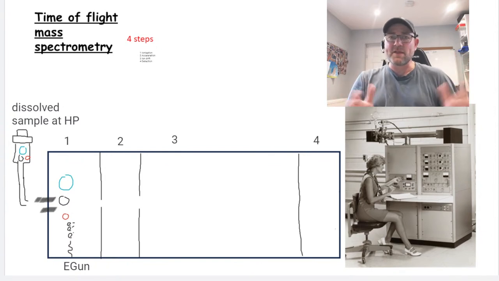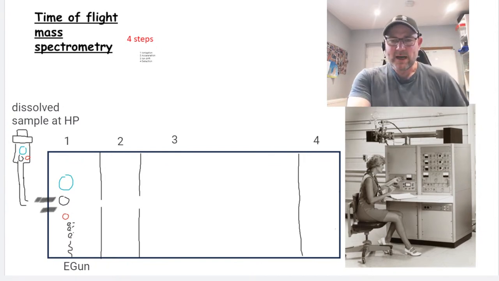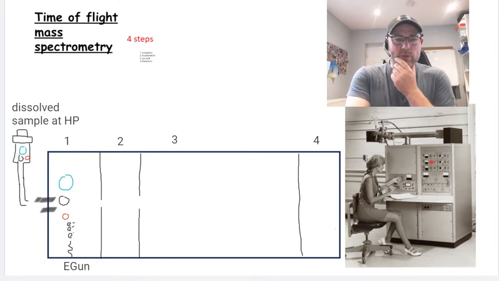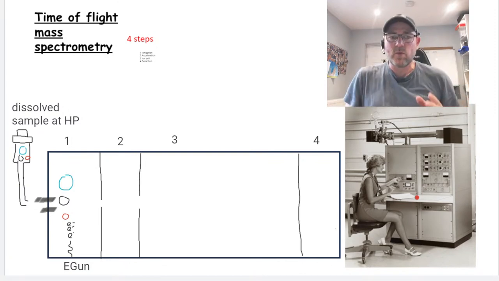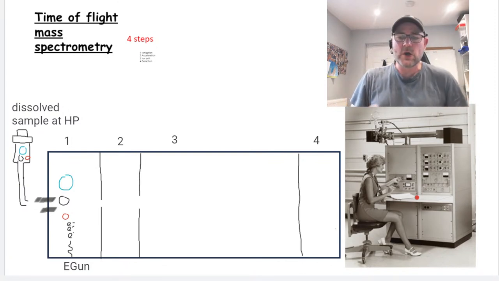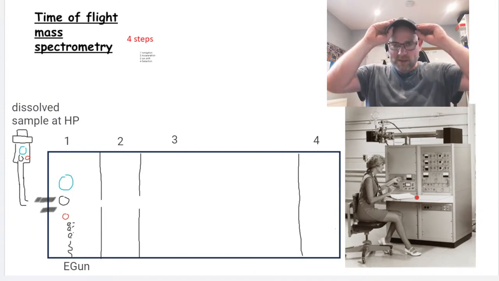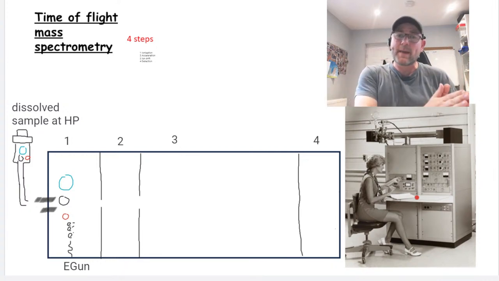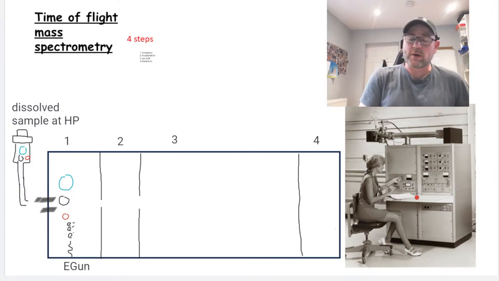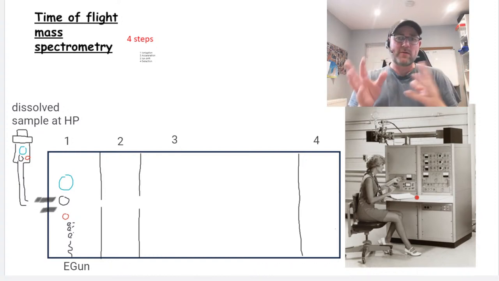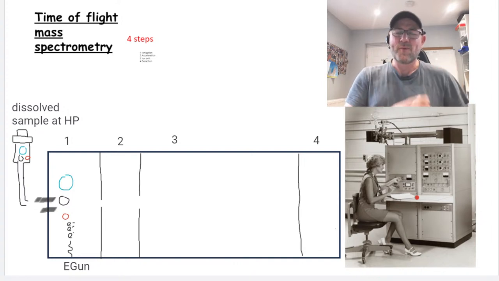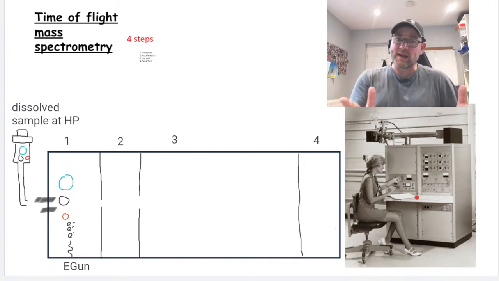Right, another bit of A-level. This is an old picture. This lady here is operating a machine called a mass spectrometer. When you have an unknown substance, we can identify it by working out its AR, its atomic mass, or its MR if it's a molecule, and then using the periodic table, we can work out what the element actually is if it's an unknown element.